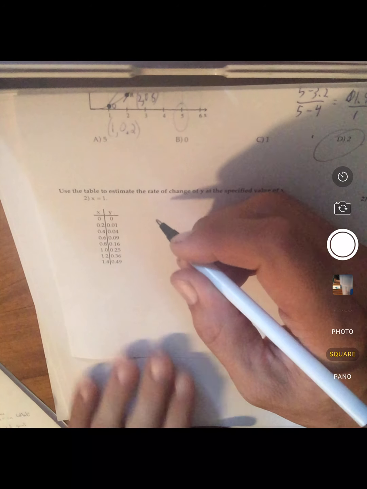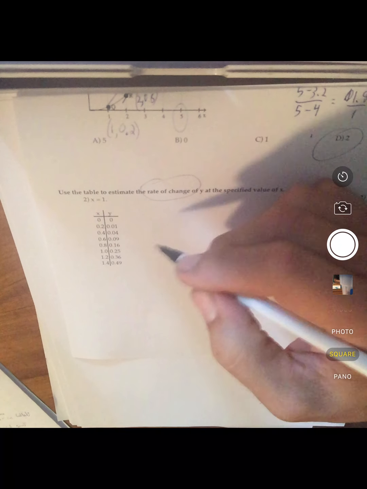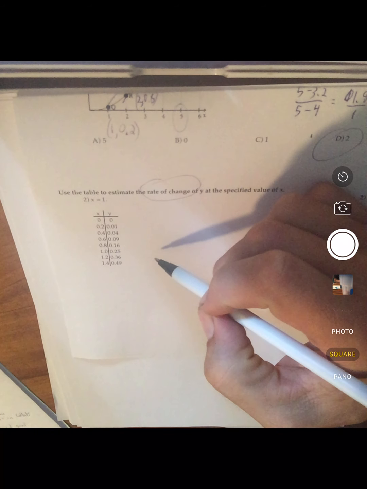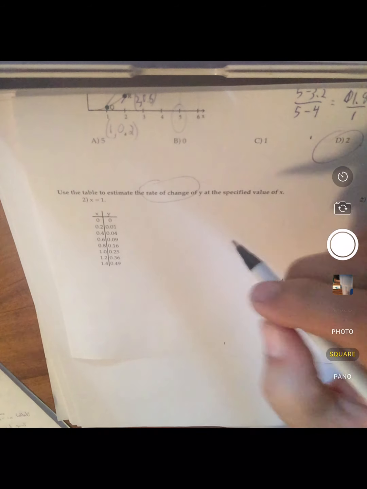Okay, I want to look at the second problem on here, which is another rate of change problem or slope problem, but we don't have the picture to look at on this one. We're just working off the table. We're going to use the same strategies though to look at this, but it says that again it's a specified value of x.